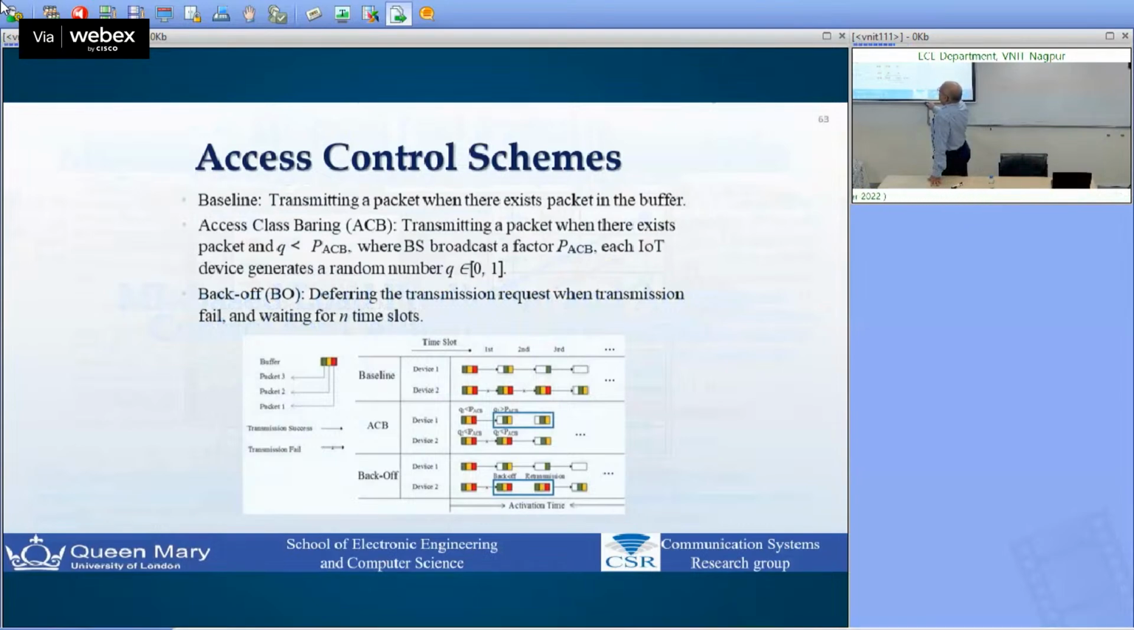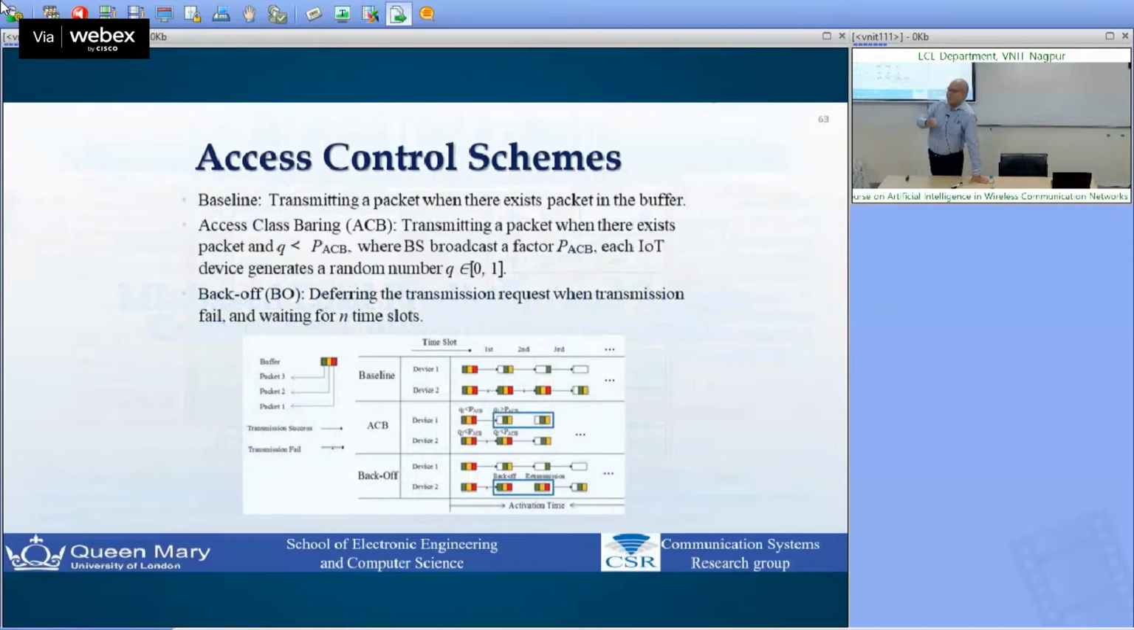Once the ACB factor is broadcast, each IoT device generates a random number between 0 and 1. The base station broadcasts the factor, and each device checks: if my number is below it, I am allowed to transmit. If my number is above the broadcast factor, I am not allowed to transmit. This way, we can control the number of users accessing the preambles and reduce the collision. Say when you have 1,000 users, if you allow all 1,000, then collision will occur. So it is going to control.